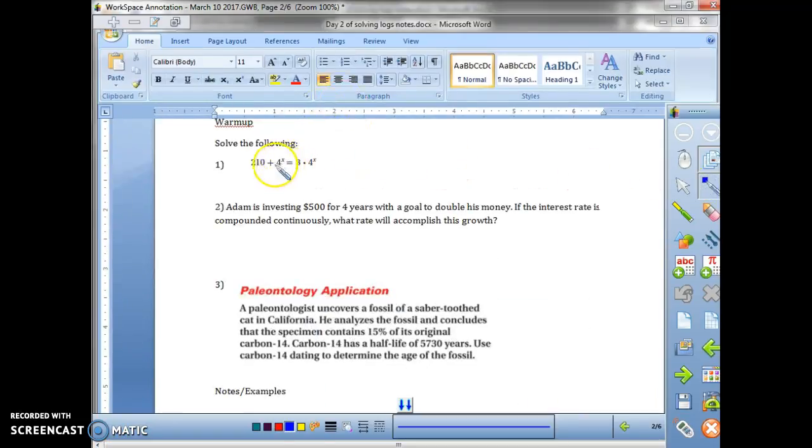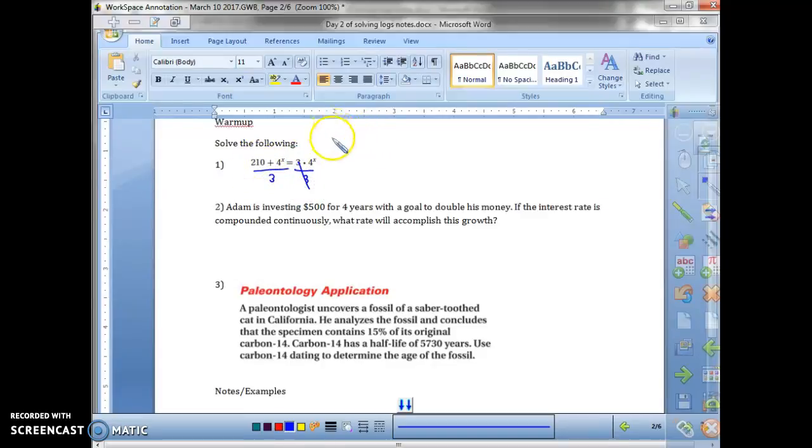Okay, I'm going to do a couple of examples today that will help you with tonight's homework. The first one is solving for x in this exponential equation. It looks a little strange, but I have to isolate the x, the power, which is 4 to the x. So I'm going to start by dividing both sides by 3.